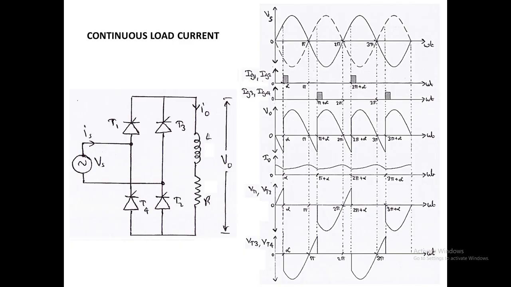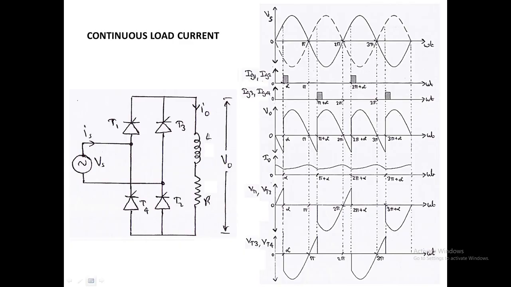Due to that, there will be some negative spikes in the output voltage waveform, and the current will exponentially increase and exponentially decrease, and it will not be in phase with your output voltage. The output voltage and output current are not in phase, so both will have some lagging property. Since it is an inductive load, the current will lag the output voltage.